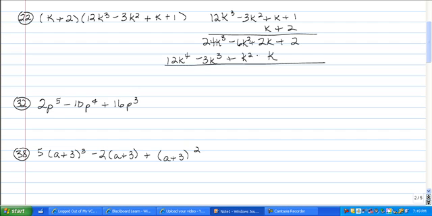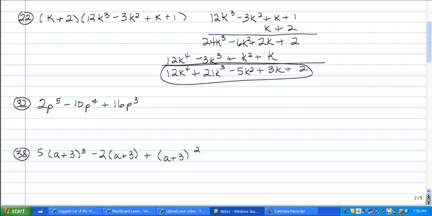Now I can add up the like terms. 3k, negative 5k squared, 21k cubed, that would be positive. And so there's our product.